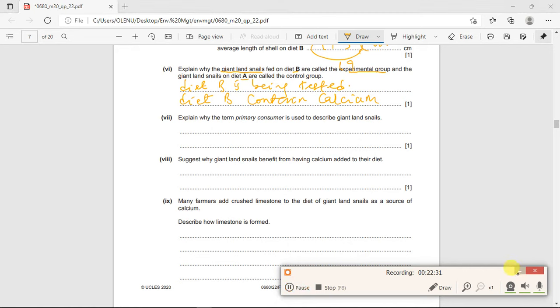Now we have a question here that asks to explain why the term primary producers is used to describe giant land snail. Sorry, primary consumers. They are primary consumers because they feed on producers, or you can put plant. That's all.